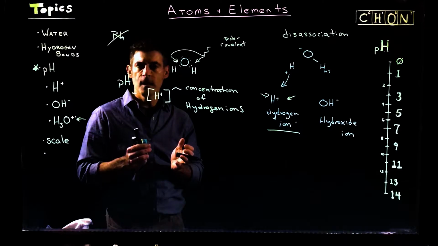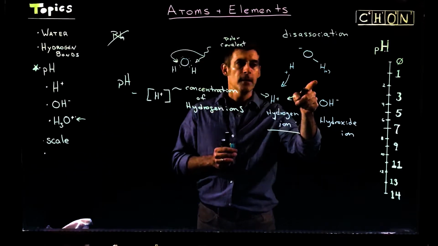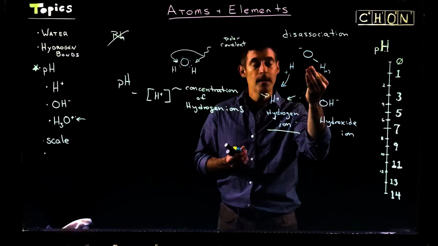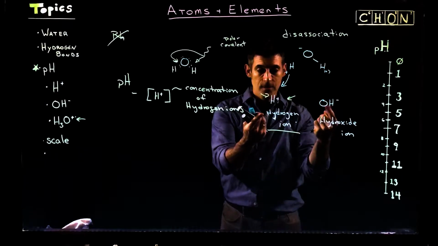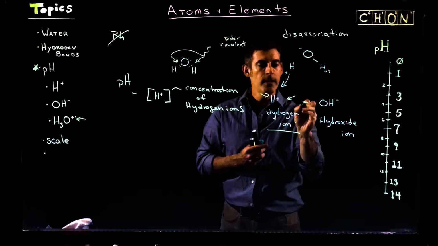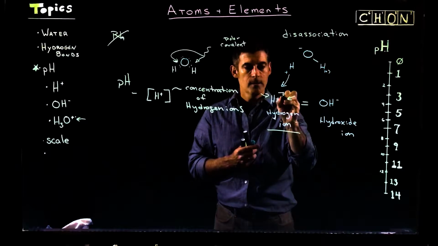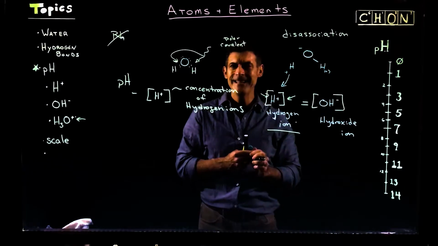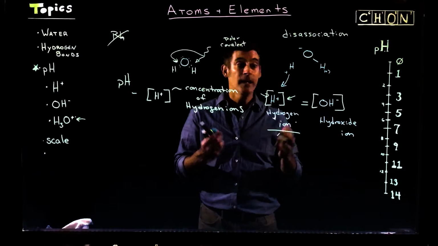Where do the hydrogen ions come from in solution? They come from water molecules. Water molecules break apart, and you have hydrogen ions and hydroxide ions. What we're going to find is that when they break apart, there's going to be a concentration of each of them, and initially that concentration is equal.